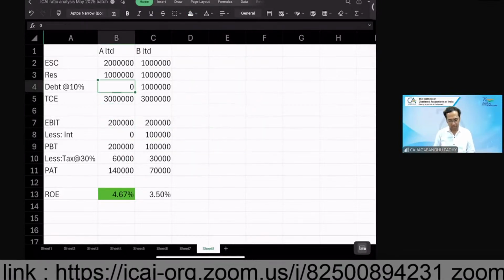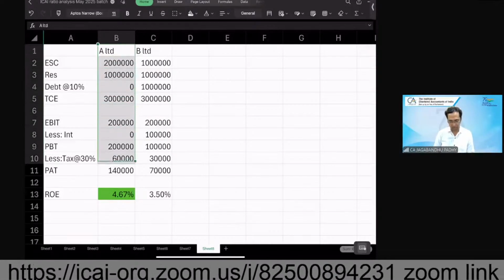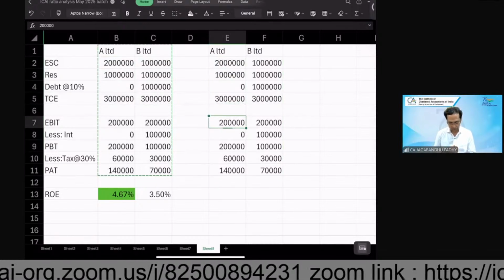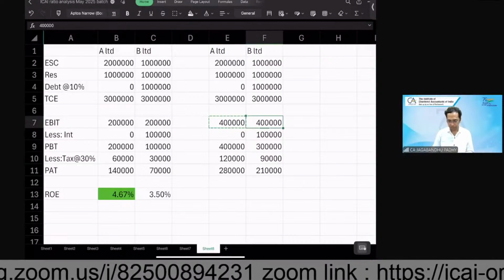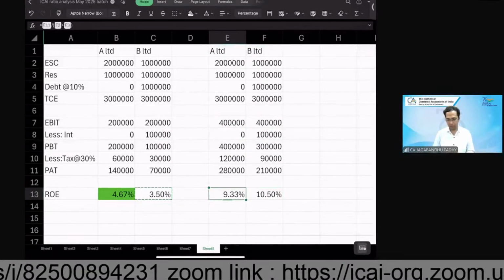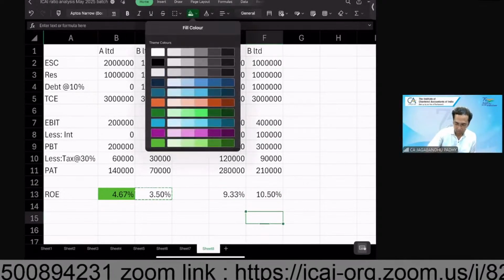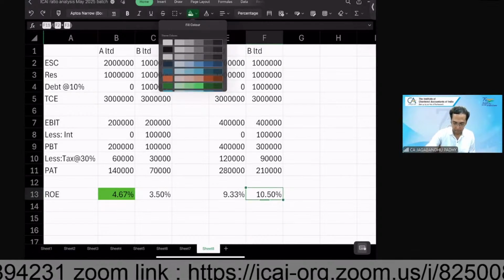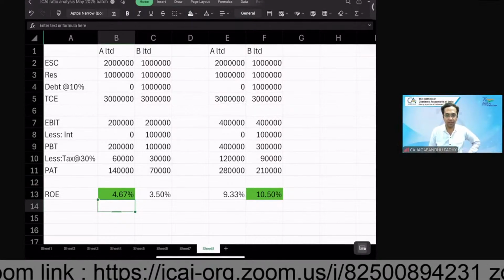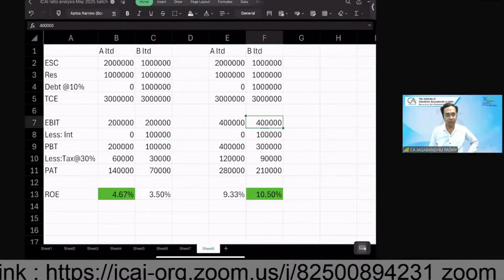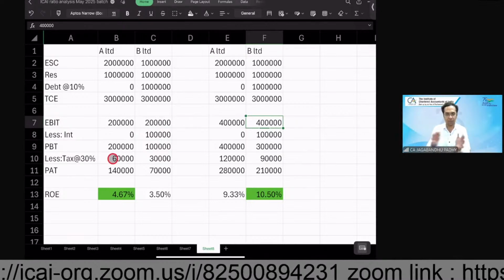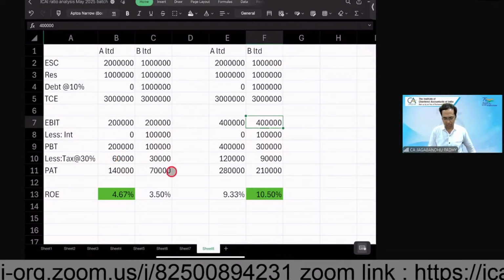But if I carry out this same activity by taking the EBIT as, let's say, 4 lakh, now what we find is the rate of return is quite different. So 4.7% for A Limited. Earlier A Limited was better. Now when I changed the EBIT, B Limited has become a better performing company. Are we able to see that? Of course, I've done this in Excel. Now can I say rate of return on B is better?